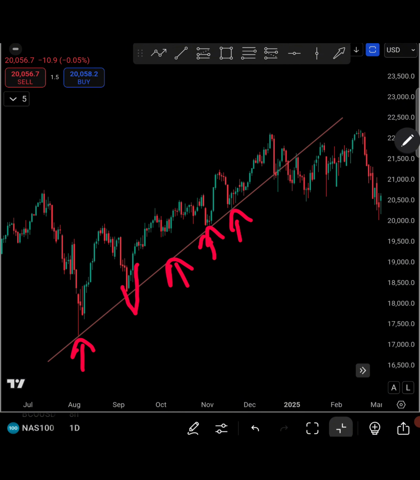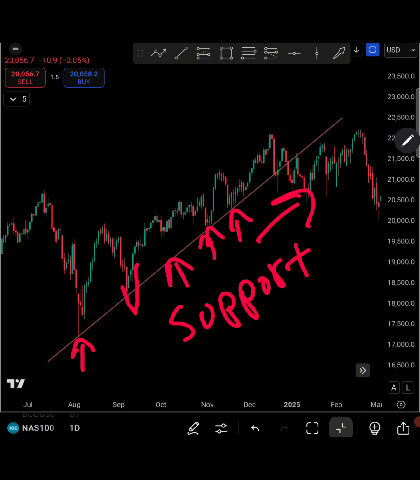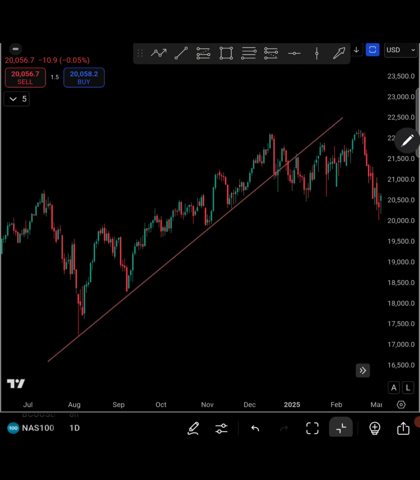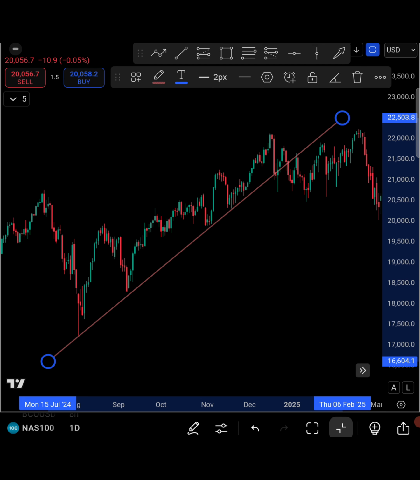This acts also as the support, shows you which way the market is going, and shows you the strength according to how up it is. This works in all time frames. Let's show you also another time frame.